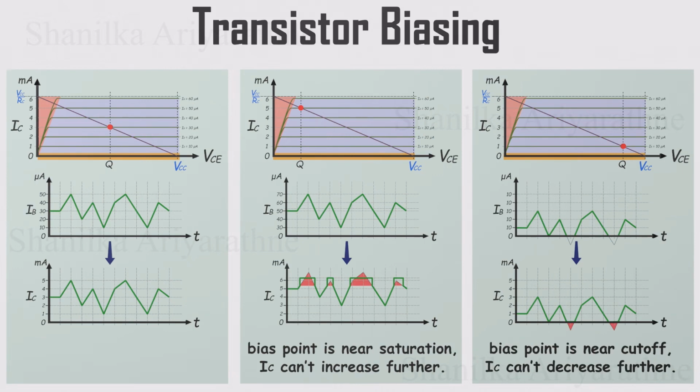So when you're using a transistor as an amplifier, it's crucial to choose a bias point right in the center of the active region. This gives your signal plenty of room to swing both upward and downward, without hitting saturation or cutoff, and without causing distortion.